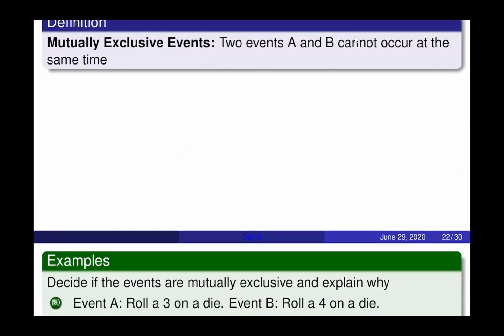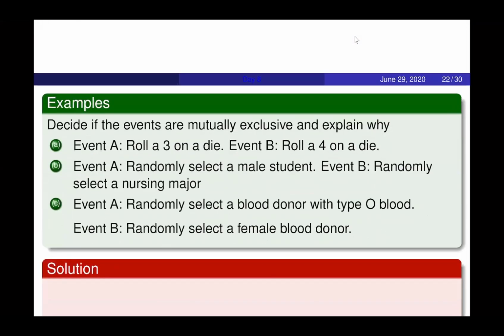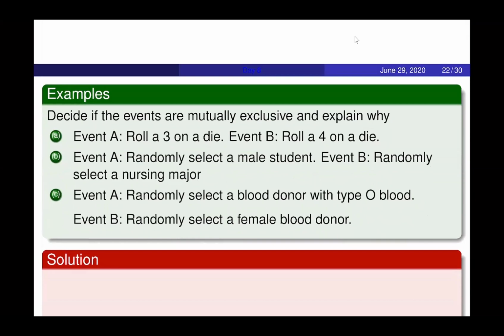So let's go down and do some examples. If you look right here, I have two events. All we want to do is say if they're mutually exclusive or not mutually exclusive. So we have event A, roll a 3 on a die, or event B, roll a 4 on a die. Are these two mutually exclusive or not mutually exclusive? They are mutually exclusive. Yeah, so we'll say ME.